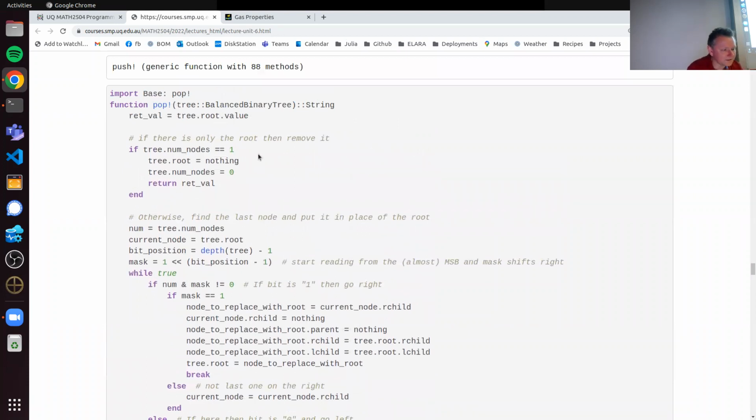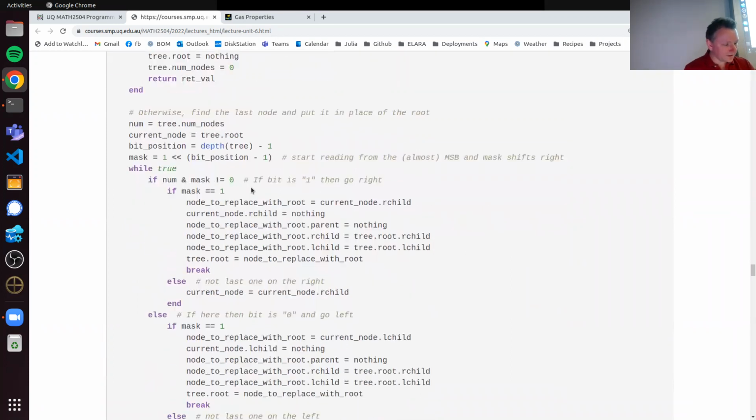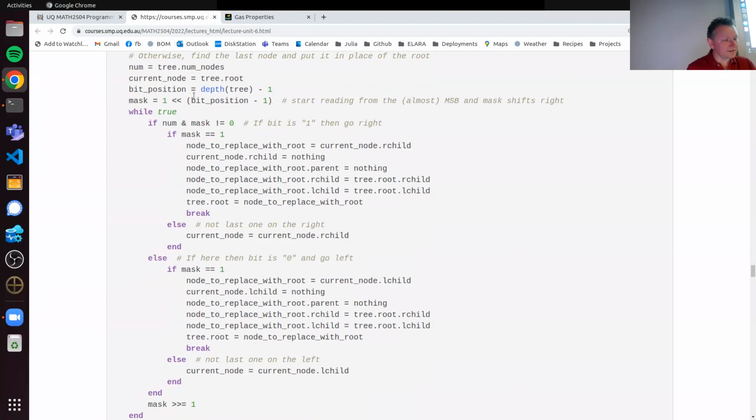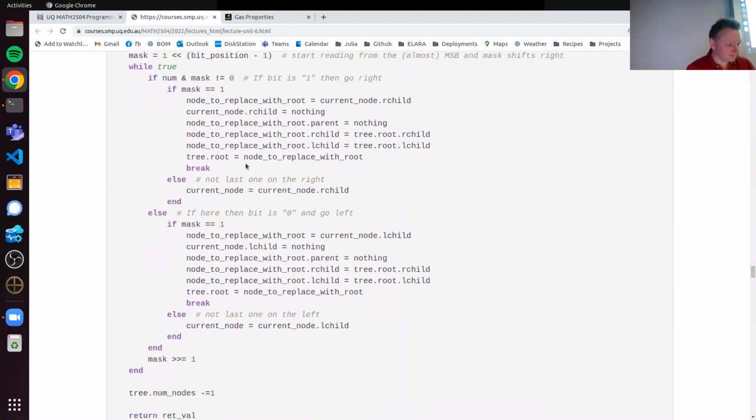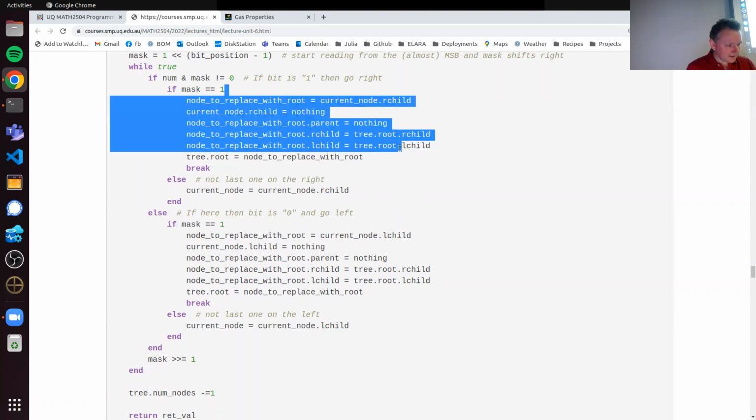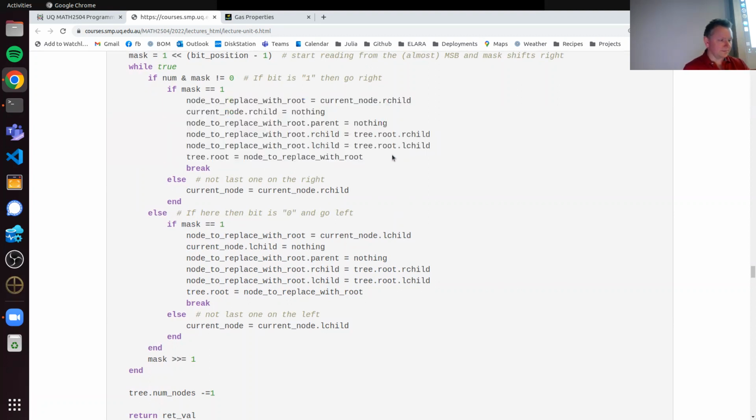So if there's only one thing in the tree, we need to set the root to nothing rather than a node and get the value. And if there are things in the tree, we need to do the same move left, move right pattern. And once we get to the thing we're interested in, which is the last one, then we can do that here, which is just manipulating the children of this root, of this thing. So node replaced with root.